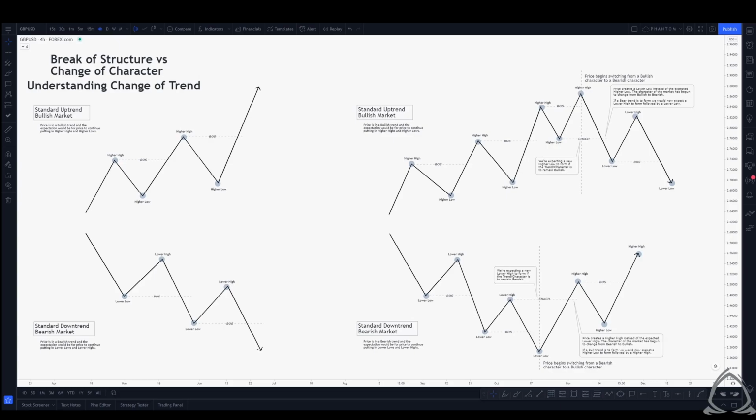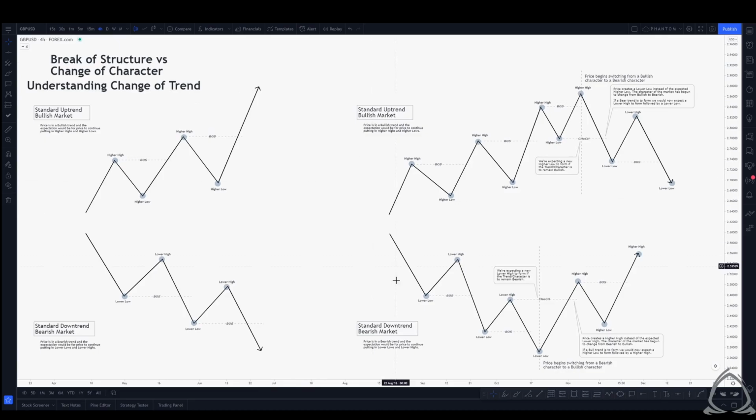That's where the concept of understanding breaks of structure versus change of character, and what change of character implies, is an incredibly important concept, and we'll be building on to this as we begin to increase our level of depth and understanding of the overall strategy and how it integrates to supply and demand.